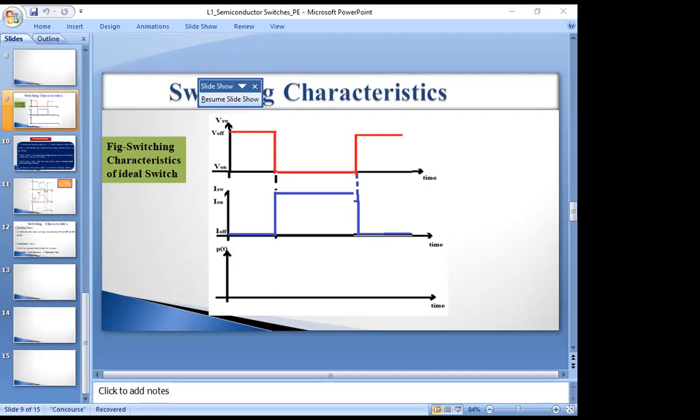Can anyone tell? From 0 to 5 seconds, what about the voltage across the switch? First of all, check whether the voltage is present or not. 0 to 5 seconds में switch is closed. Switch is closed. Is it right? If the switch is closed, what about the voltage across the switch? 0.